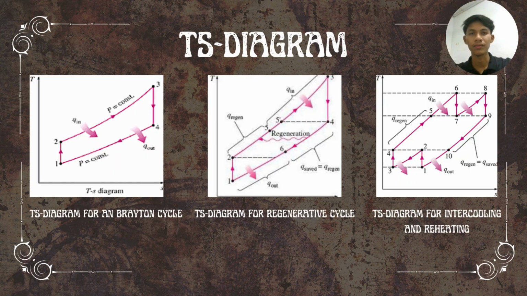As we can see, this is the attachment for the T-S diagram. The left one is the T-S diagram for the Brayton cycle, the middle one is the T-S diagram for the regenerative cycle, and the right one is the T-S diagram for intercooling and reheating.